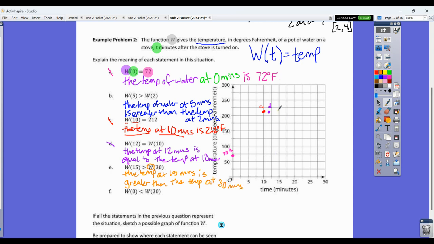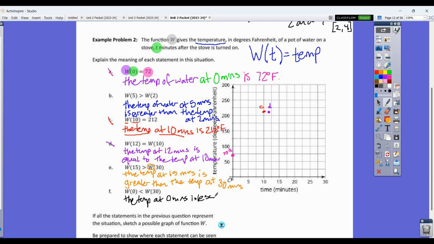Now I'm going to look at this at 15, I don't know, and at 30, I don't know. So I don't know exactly what that is. I'm going to come back to that one on the graph as well. And then lastly in here, we have W of 0. Okay, so the temp is the W at 0, which is 0 minutes. Is, in this case, that's a less than symbol.